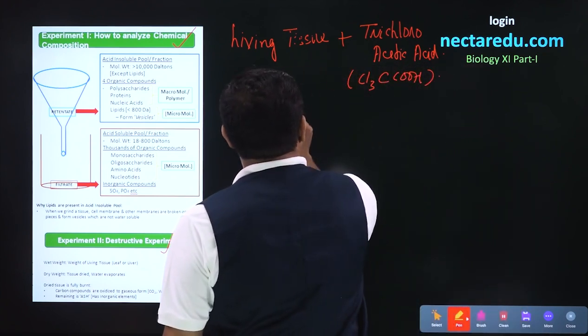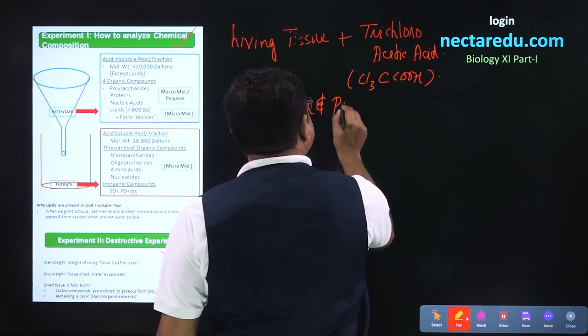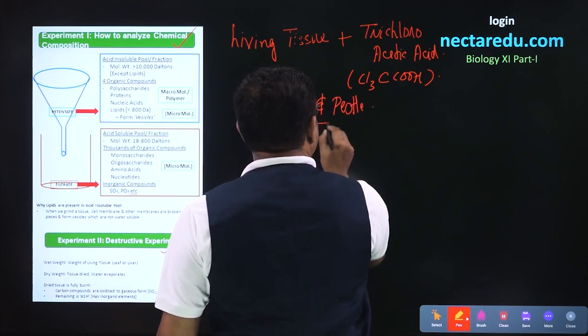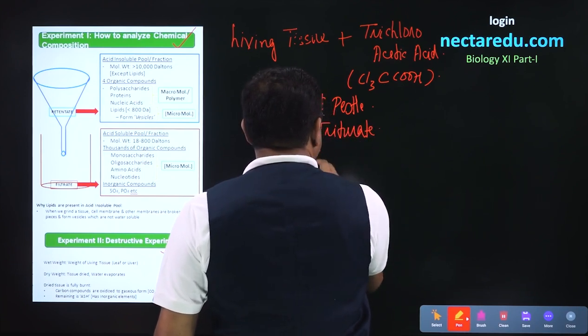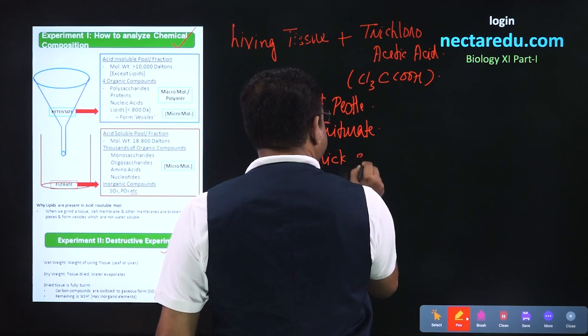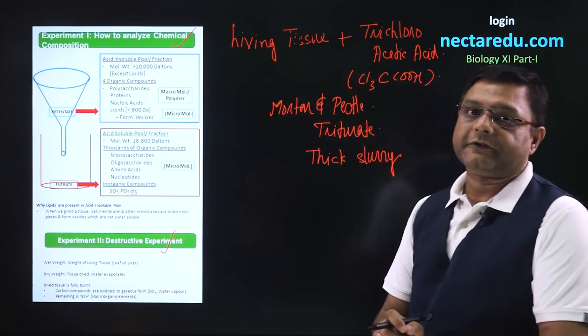So this particular living tissue is taken and it is triturated in mortar and pestle with the help of this particular acid. So we will take mortar and pestle and we will triturate it. On doing this, we will get a thick slurry and then we will filter this particular slurry.